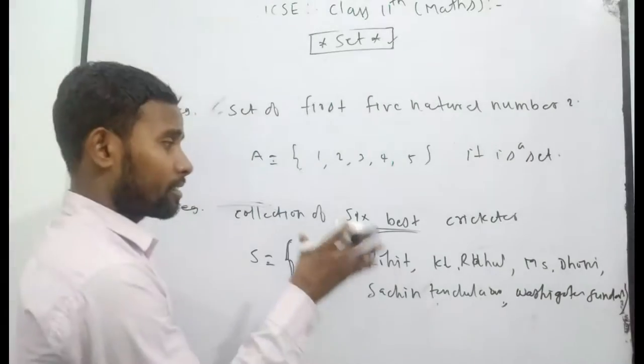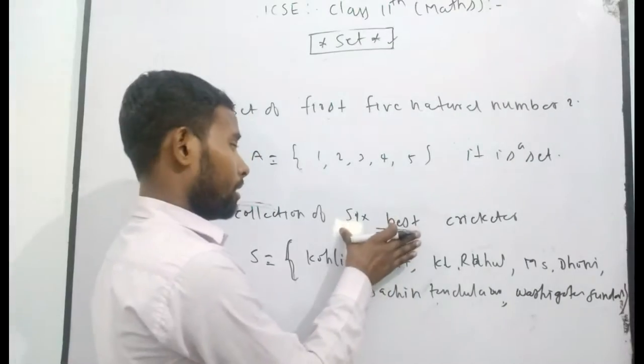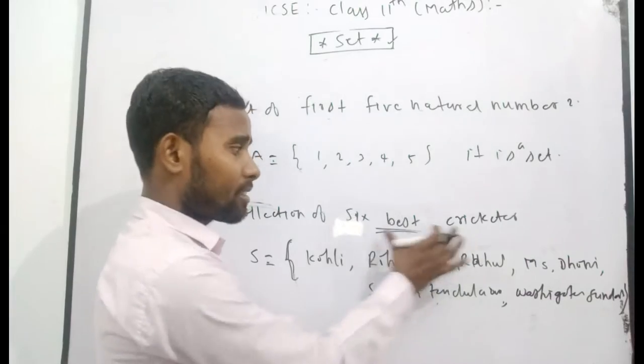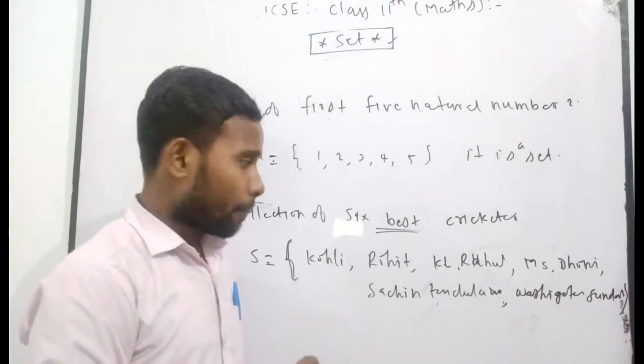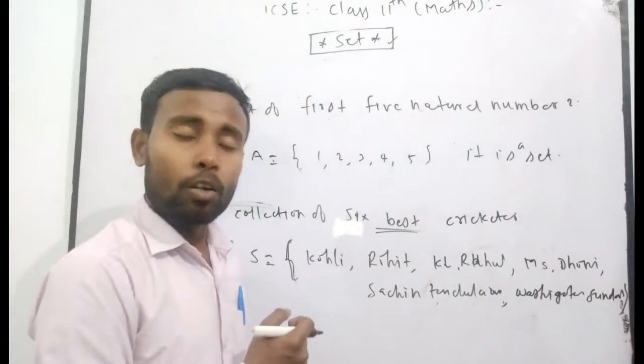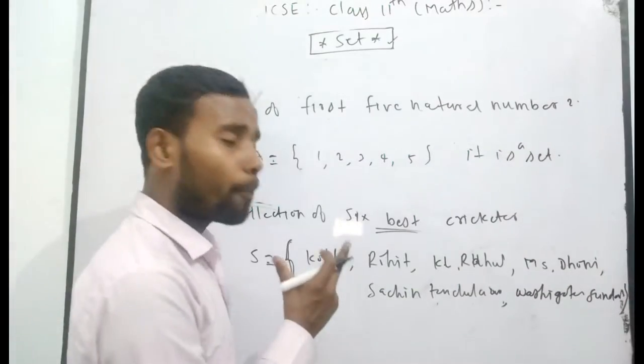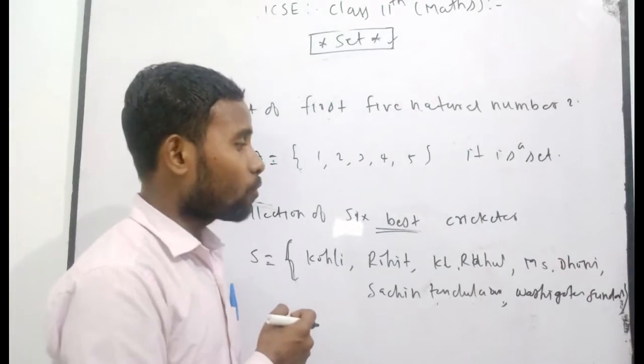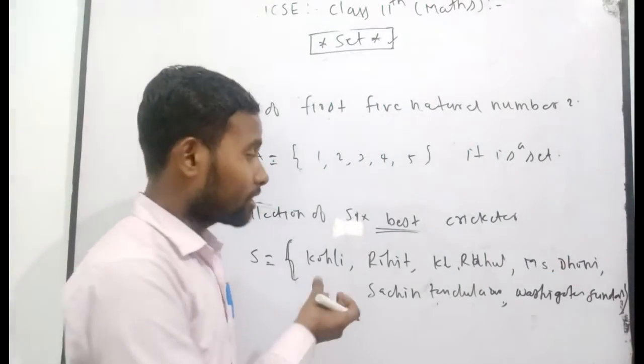There are 6. I have taken here 6 cricketers. But is it correct? Does it form a set? No, it doesn't form a set. Now I want to explain why this is not a set.